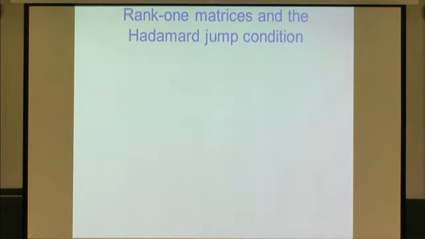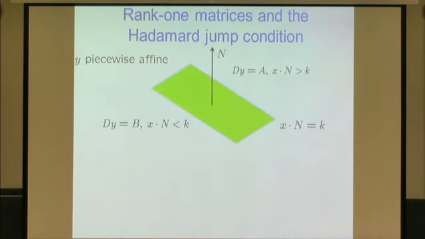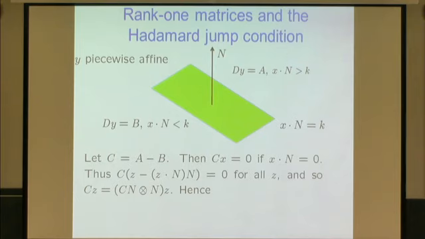Now we see lots of interfaces, so how are they described in this theory? Well, that's through the Hadamard jump condition. So let's think of having a piecewise affine y, so that's a continuous mapping whose gradient is constant on either side of an interface. The interface is given by x dot n equals k, so its normal is capital N, a unit vector. Above the plane, we'll suppose that the gradient is a matrix A, and below it a matrix B. And so we can apply the compatibility condition across the interface.